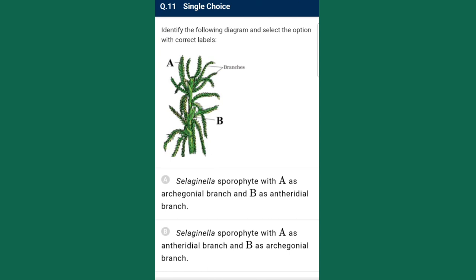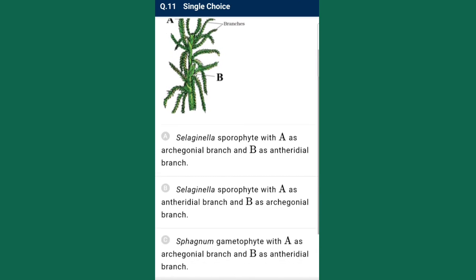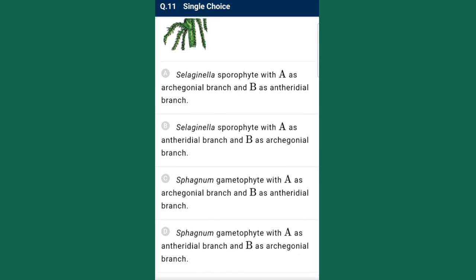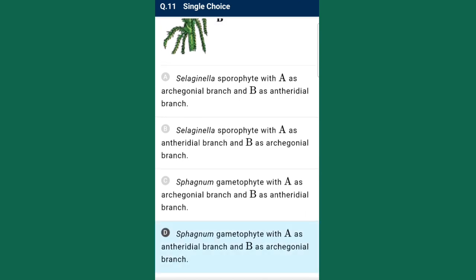Question number 11. Identify the following diagram and select the option with correct labels. See the diagrammatic representation. The given diagrammatic representation is a sphagnum gametophyte with A as antheridial branch and B as archegonial branch. So the correct answer for this question is option D.